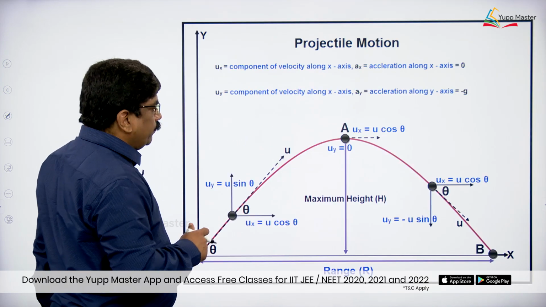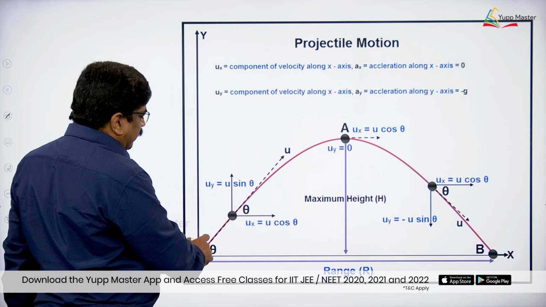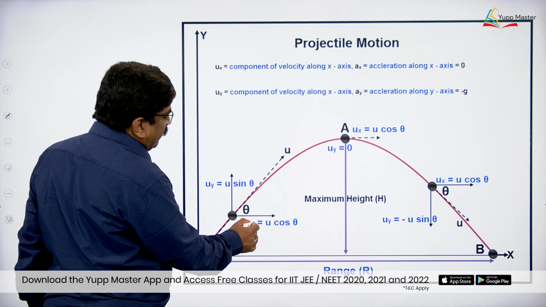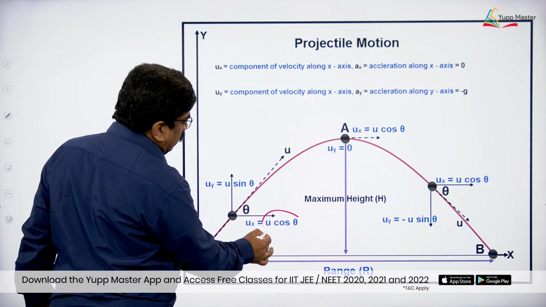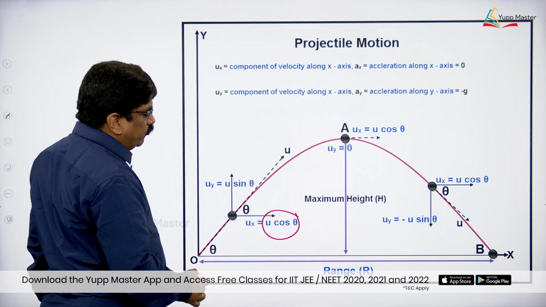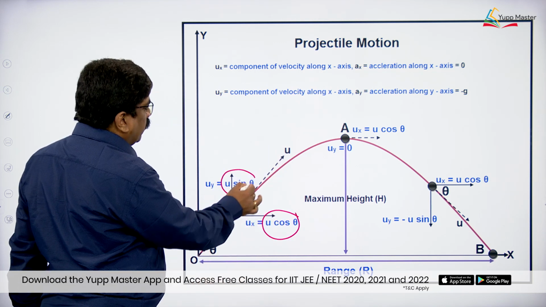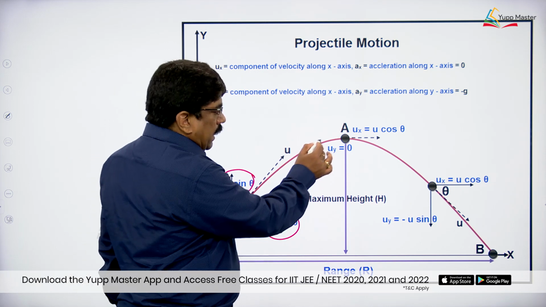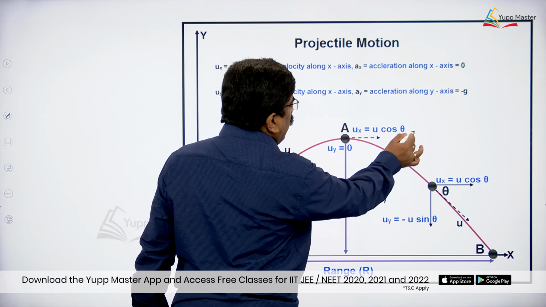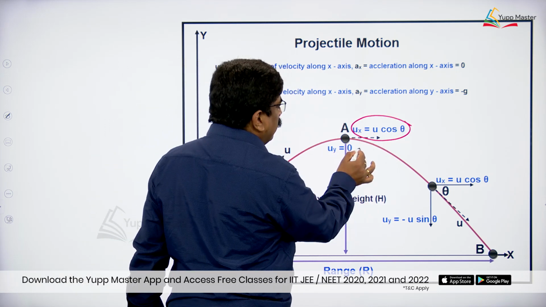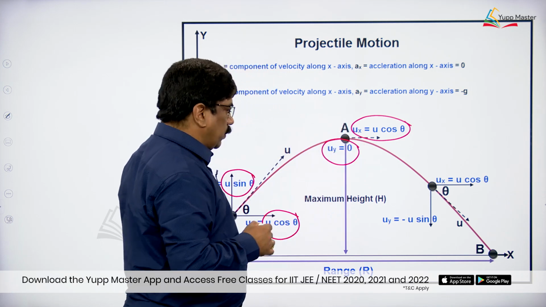At the point of projection, the x component of velocity is u cos theta and the y component is u sin theta. At the maximum height, the x component is u cos theta and the y component is 0.